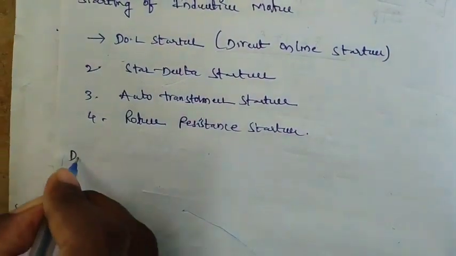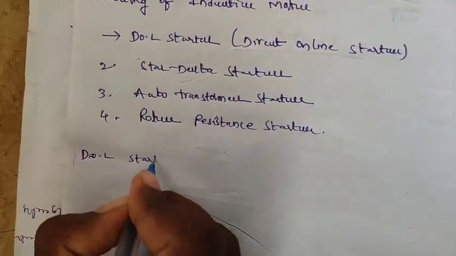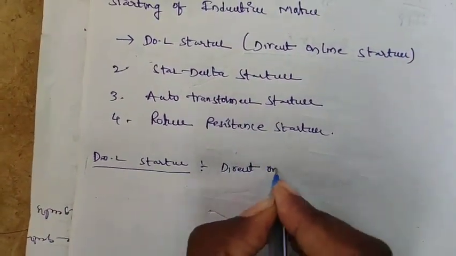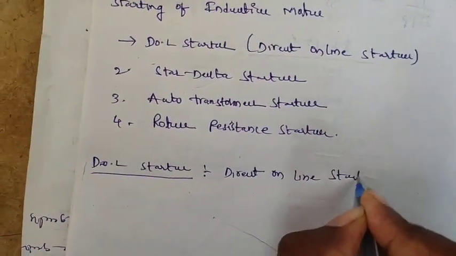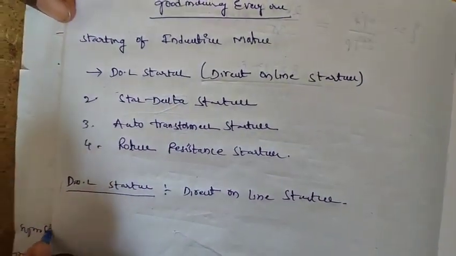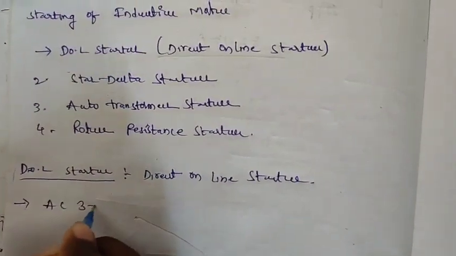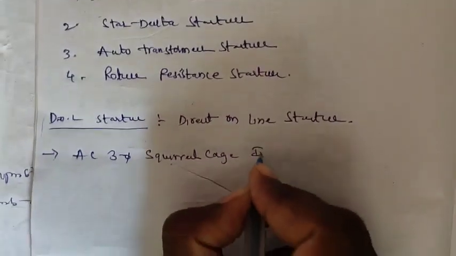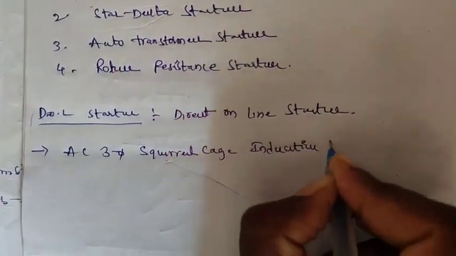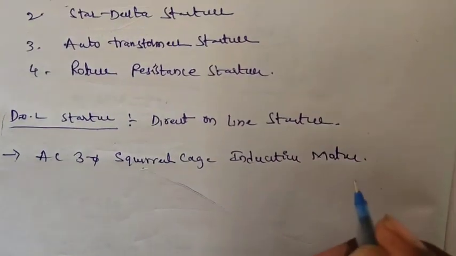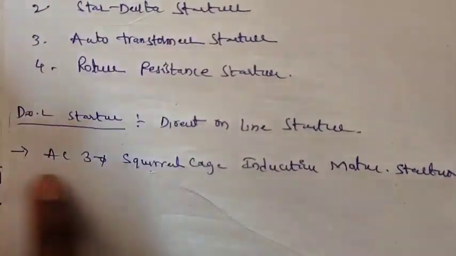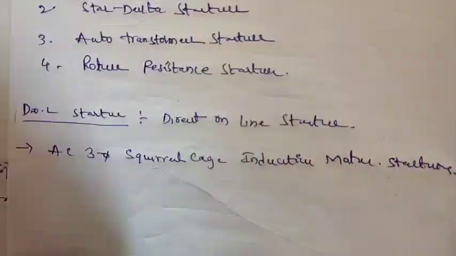Today we discuss about DOL starter, direct online starter. It is used for AC 3-phase squirrel cage induction motor. The purpose of this one is to start the 3-phase squirrel cage induction motor.